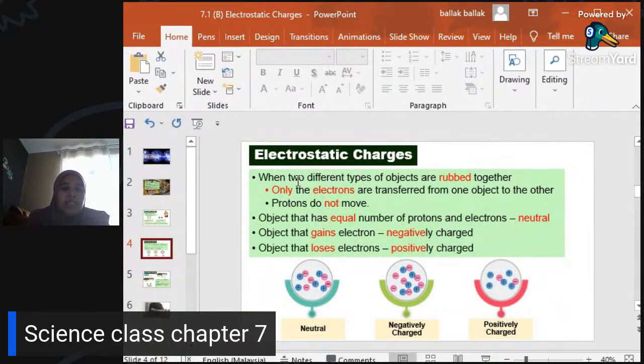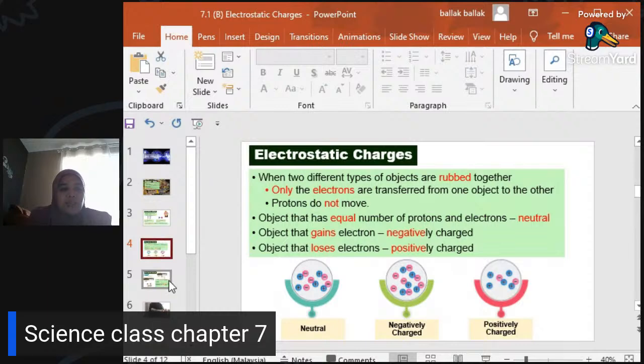When two different types of objects are rubbed together, only the electrons are transferred from one object to the other. Protons do not move. An object that has an equal number of protons and electrons is considered neutral. An object that gains electrons is negatively charged. An object that loses electrons is positively charged. If it's positive and negative together in equal amount, it is neutral. If more negative than positive, it's negatively charged. If more positive than negative, it's positively charged.